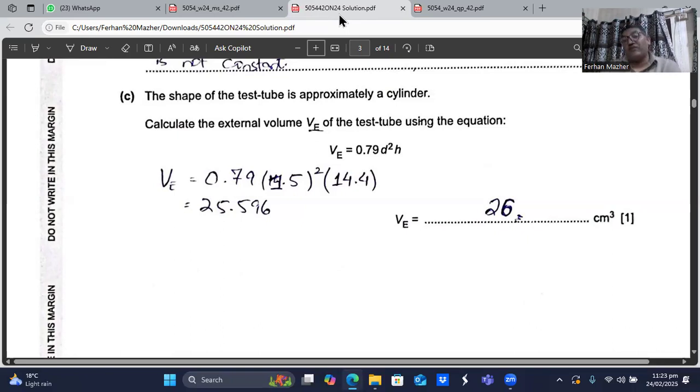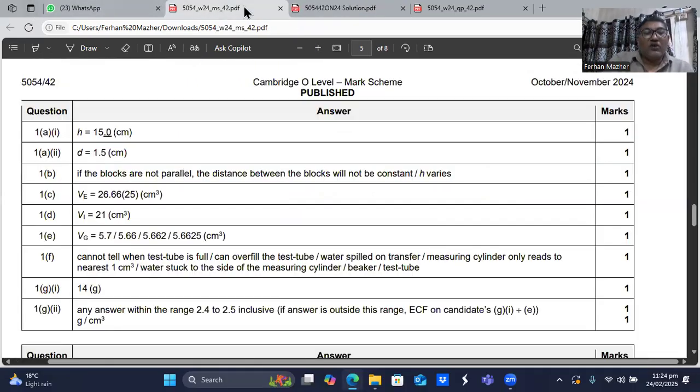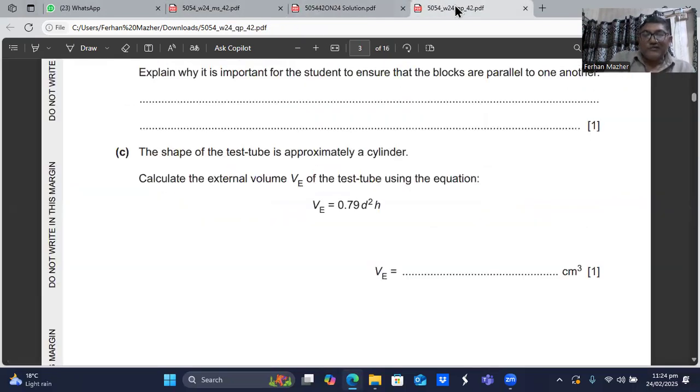Our answer is 14.4 for the height, and the marking scheme says it should be 15. You can use 15 or you can use 14.4 when you are actually using the Cambridge exam paper. There the heights will be perfect, and the difference is because of the photocopy. So just put these values, multiply them, you will get 25.596, so approximately 26. So the volume is 26. They say the volume will be 26.66. Our answer is right.